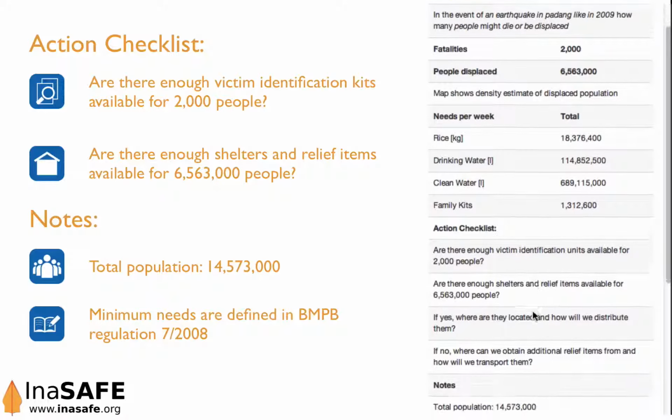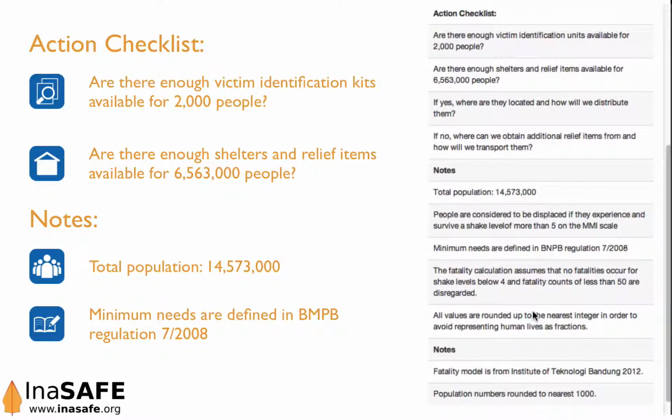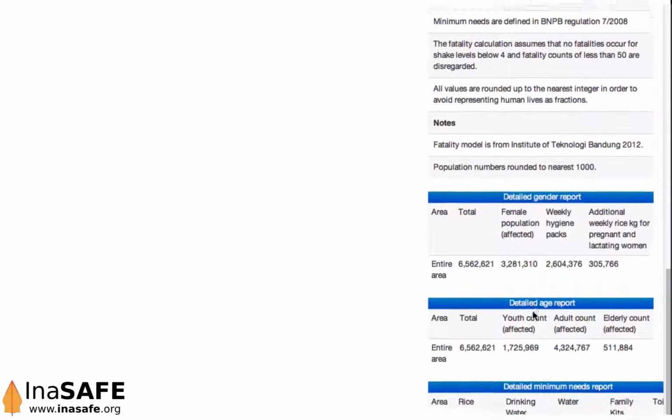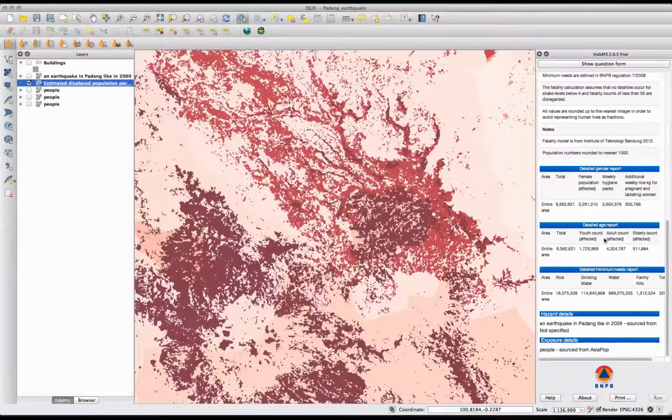The action checklist and notes give further assistance and details of the criterion used for the analysis. InaSAFE also generates gender and age reports, which in this case cover our entire region. For example, we can see that, should such an earthquake occur again, an additional 188,421 extra kilograms of rice would be required for pregnant and lactating women.